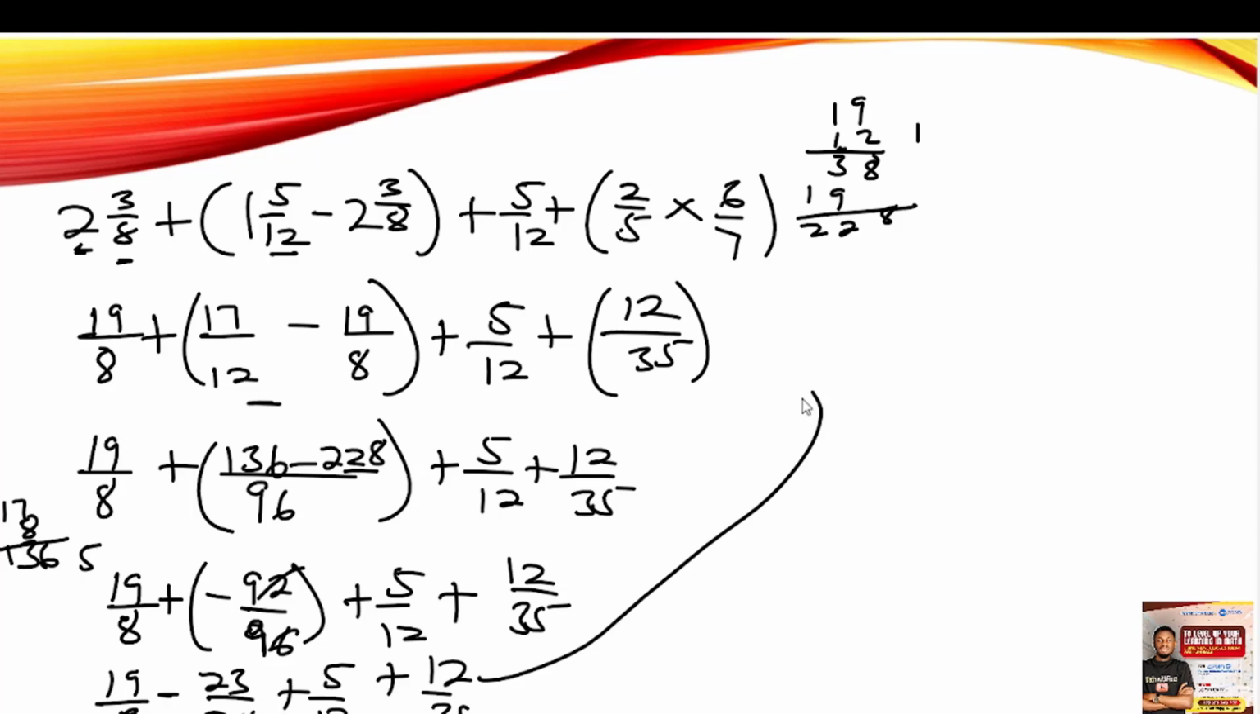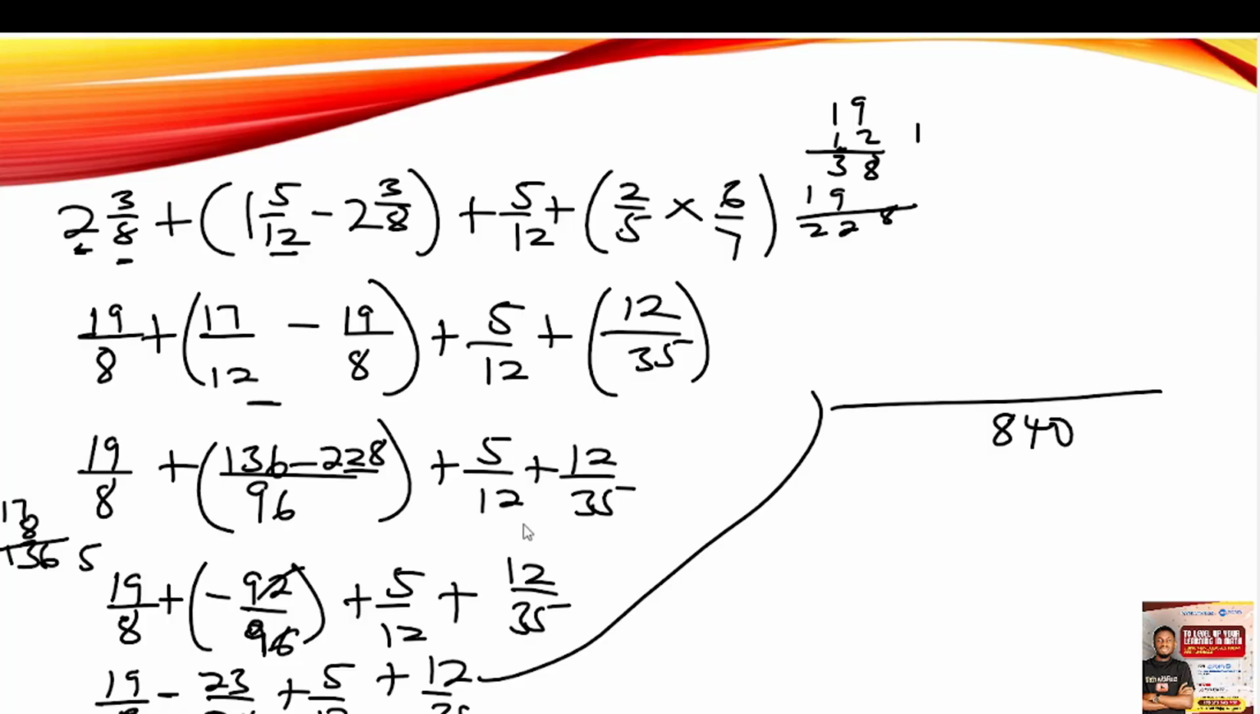I'm going to have the LCM of 8, 24, 12 and 35 is 840. So if you multiply all this together, you're going to get 840. So the LCM for 8, 24, 12, and 35 is 840. And now 8 goes into 840 105 times.